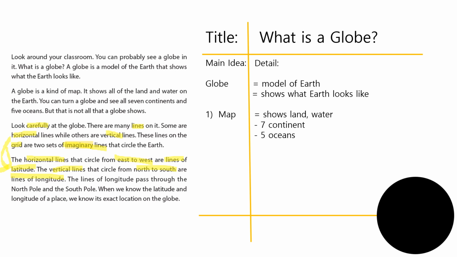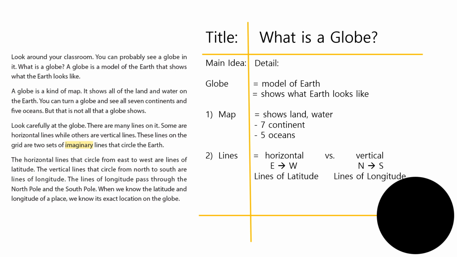The lines of longitude pass through the North Pole and the South Pole. Where have you heard of the North Pole? We know that Santa's on the North Pole, right? And the penguins on the South Pole. So you could think of the lines of longitude as a line that goes from Santa, North Pole, to the South Pole. When we know the latitude and longitude of a place, we know its exact location on the globe. longitude와 latitude를 정확히 알면 지구의 어디에 있든 우리의 정확한 위치를 알 수 있대요.